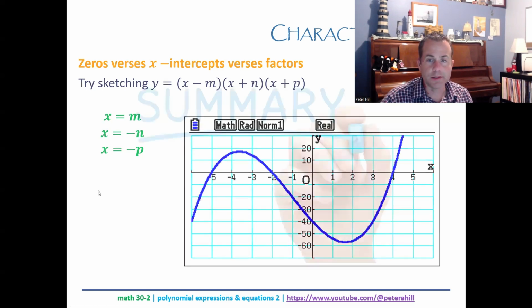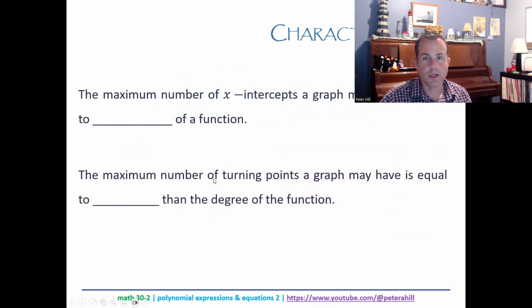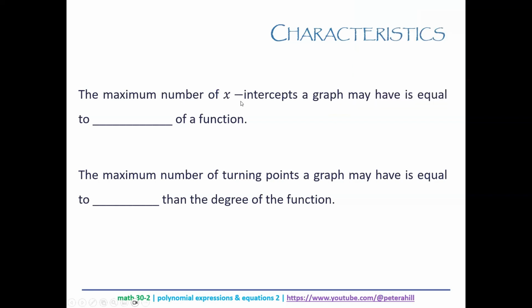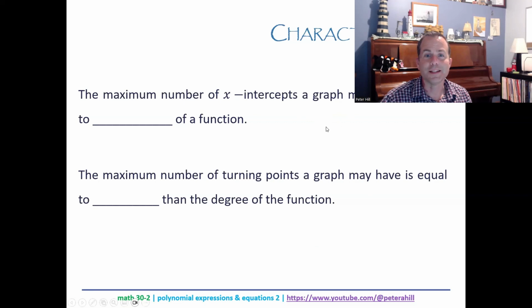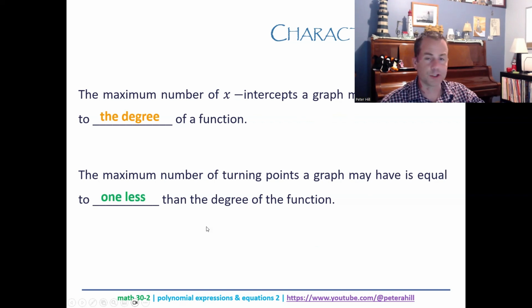Let's summarize what we have talked about today. In summary, the maximum number of x-intercepts a graph may have is equal to the degree of the function. The maximum number of turning points a graph may have is equal to one less than the degree of the function.